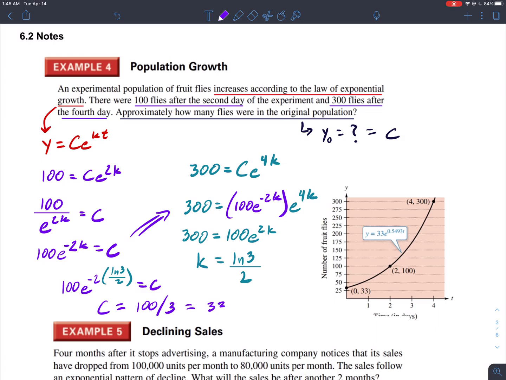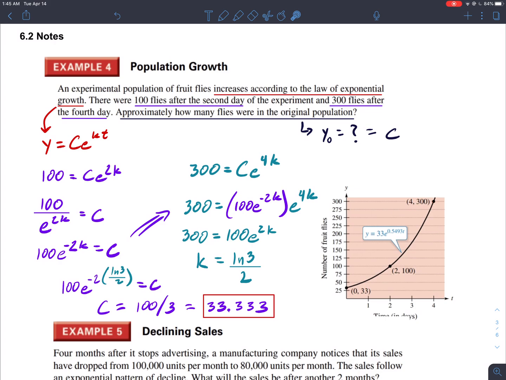or 33.333 if I'm going to 3 decimal places. But the fact is, we're not going to have partial fruit flies. We're going to approximate this to about 33 fruit flies. All right, the initial amount was 33 1/3 fruit flies. And you can look over here in the graph. At time 0, they got 33. At time 2 days, they have 100. And 4 days, they have 300.